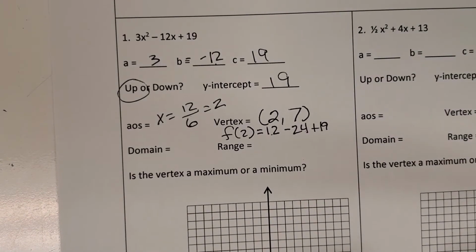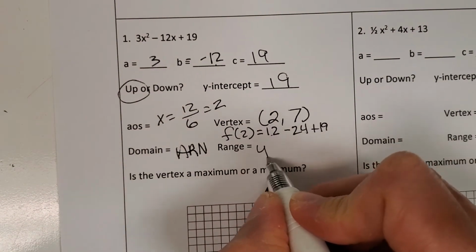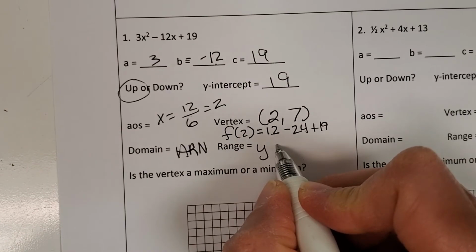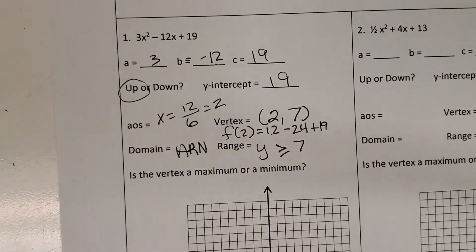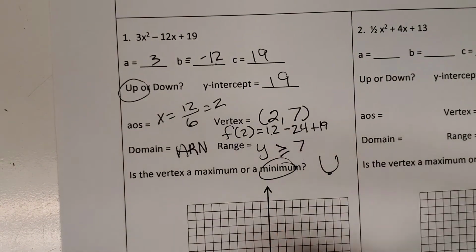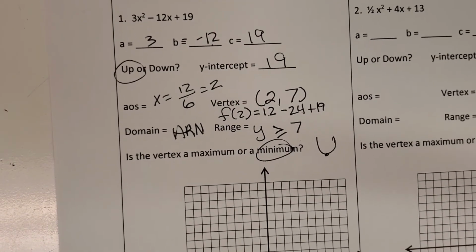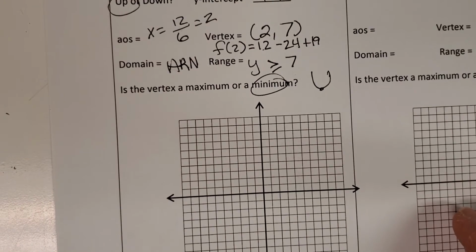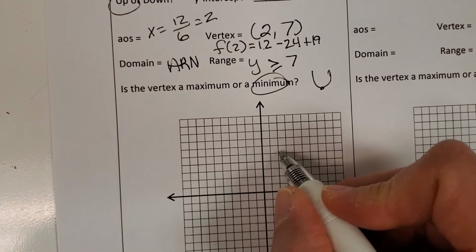So there's our vertex. Our domain is always all real numbers. Our range is y is greater than or equal to 7, because a is positive. Sorry, it opens up, so it's our minimum. I'm trying to answer the questions and graph at the same time. It's not working. So the first thing we do when we graph, now that we have the vertex, it's easy, right? It's just like what we did before with vertex form.